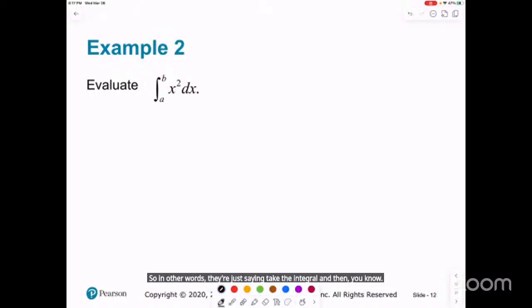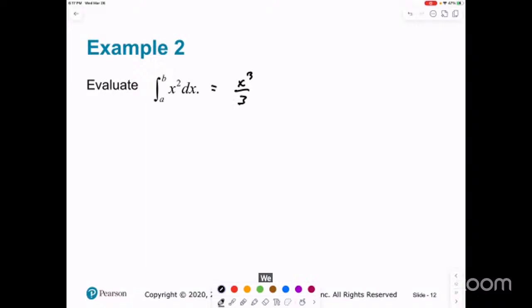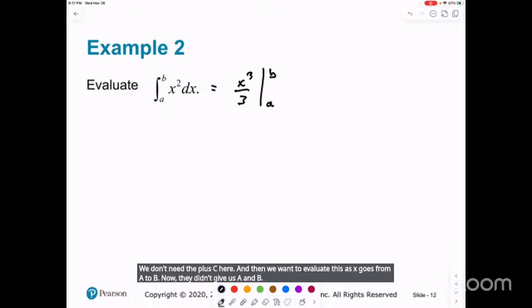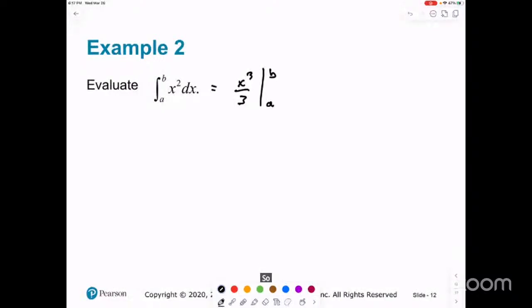So if we take the integral here, we just did this one. This one is x cubed over 3. We don't need the plus C here. And then we want to evaluate this as x goes from A to B. Now, they didn't give us A and B. So we're just going to say B cubed over 3 minus A cubed over 3. And that's as far as we can take it.